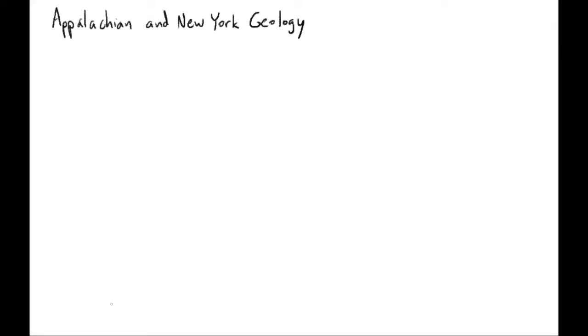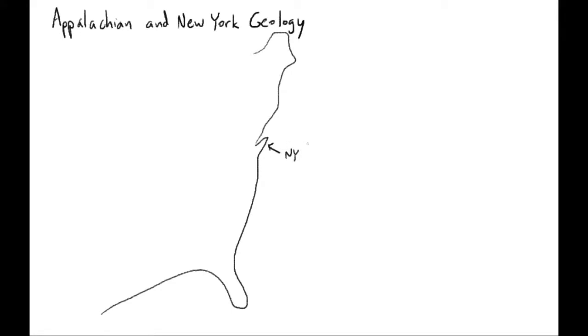So we'll start out by sketching just the eastern U.S. So this is Florida. Not drawn very well. I'll try that again. So Florida coming up. There's Long Island. And we've got Maine up here. Okay. So New York in this area.